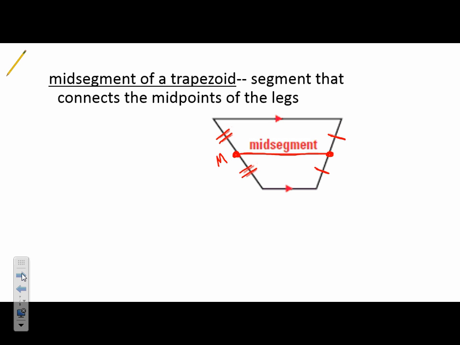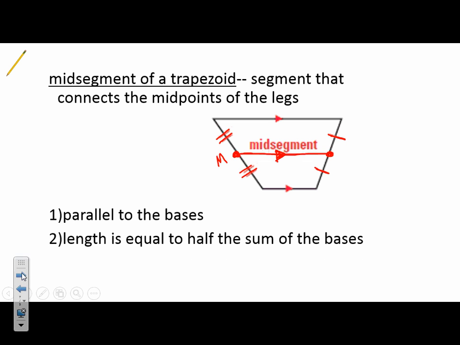Okay, so we made a segment basically through the middle of the trapezoid by connecting the midpoints of the legs. Now what's cool about the midsegment is it's parallel to the bases. It's going to be also one of those sets of parallel lines. We just made it through the inside of the trapezoid. It will continue to be parallel to the bases.